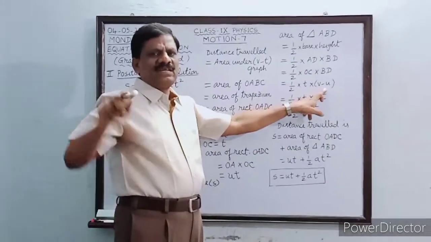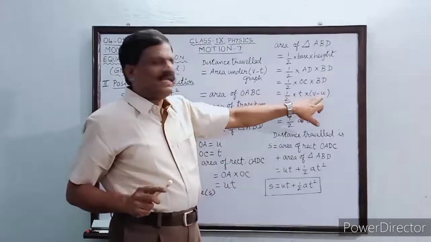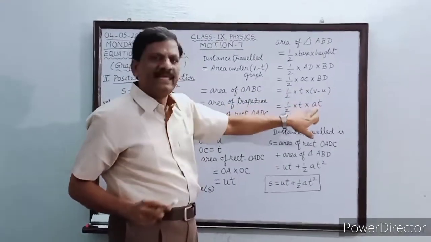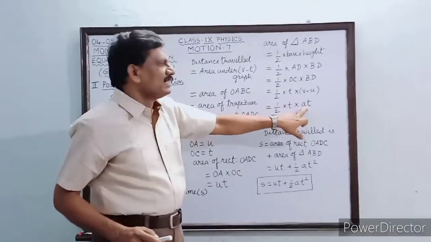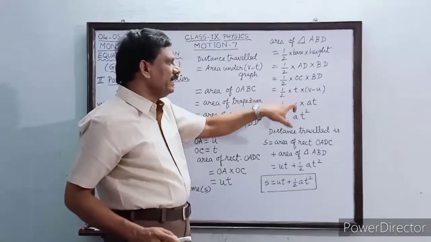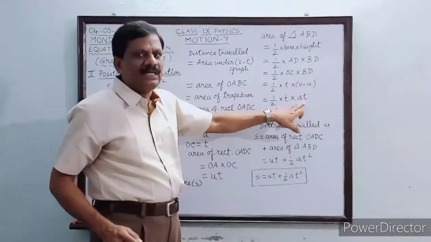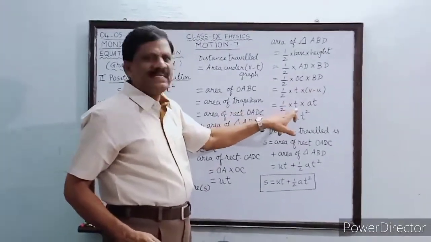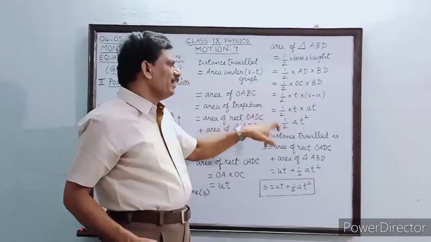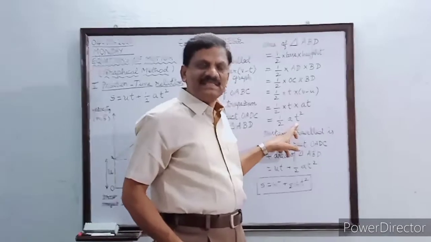But from the definition of acceleration, a equal to (v minus u) by t. Therefore, v minus u is also equal to what? a into t, is it not? Therefore, the area now is equal to half into t into at. Instead of v minus u, I can substitute at. So this at into t is at square, into half will make it half at square. Have you all understood? Yes.